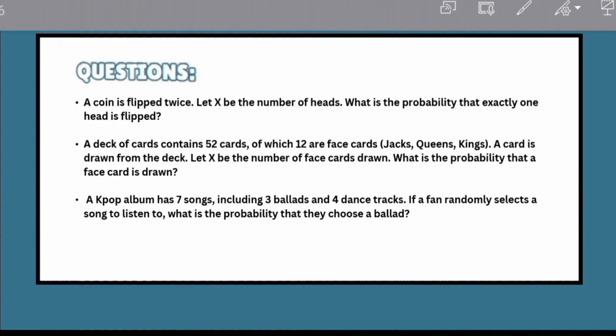And then we have number 3. A K-pop album has 7 songs, including 3 ballads and 4 dance tracks. If a fan randomly selects a song to listen to, what is the probability that they chose a ballad? So we will answer this in a more simple way.